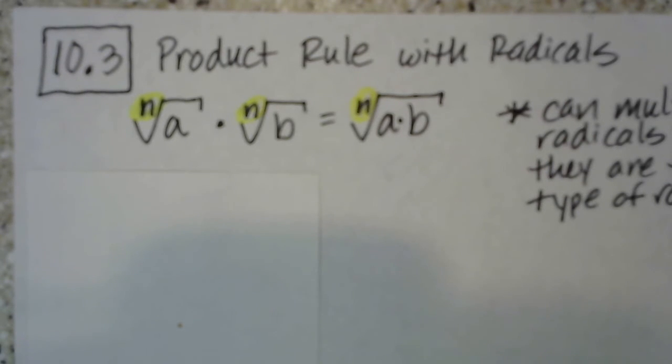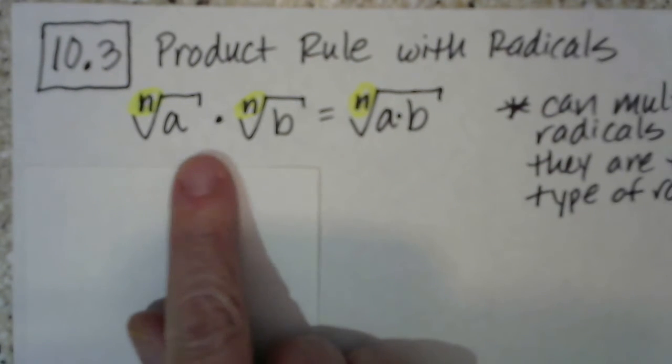Okay, guys, I want to do 10.3 with you. In 10.3, we kind of go back to understanding how to work with radicals. In 10.2, we learned how to handle fraction exponents. So now we're going to go back to radicals for a minute and learn how to multiply and divide with them. So you've got two rules for radicals.